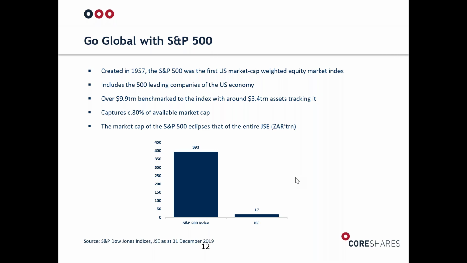As we've already mentioned, you're getting the 500 largest companies in the US economy. You're getting exposure to the US economy, and this bar chart at the bottom shows you the market cap of all the companies in the S&P 500 compared to this little sliver on the right, which is all the companies on the JSE. So you're really getting a huge exposure to a very broad basket of big US companies.